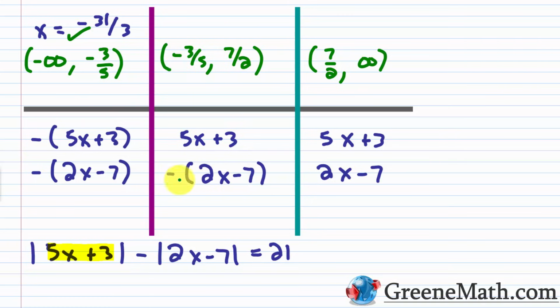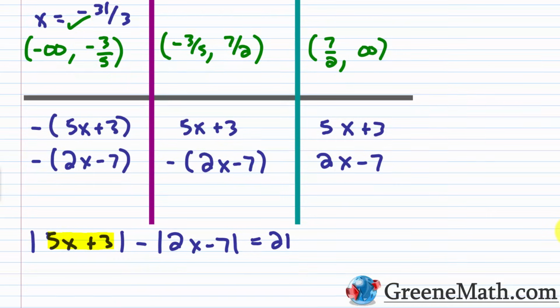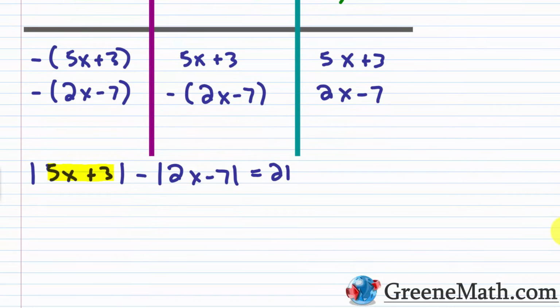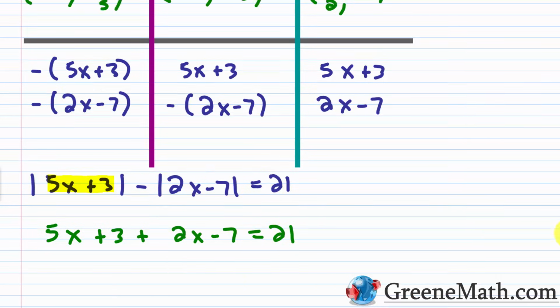So this one's positive and this one's negative. So let's scroll down a little bit and we'll say that we have 5x plus 3. Again, if I have a minus a negative, it's plus a positive. So you just say plus there. Again, 2x minus 7. And I really don't need the parentheses. I can just drop them. And then this equals 21. So let's just solve this real quick. I'm just going to scroll down and get a little room going.